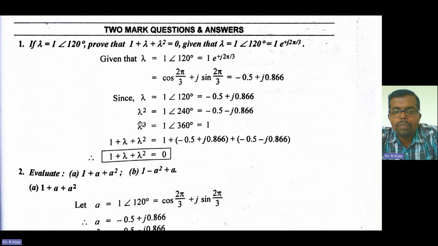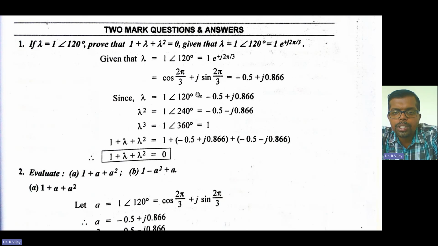What is the value of lambda cube? It is 1 at the angle of 360 degrees, that is nothing but 1. If you solve 360 degrees with your scientific calculator, it will give 1 plus j0, or simply 1. So what we need to prove is that 1 plus lambda plus lambda square is equal to 0.